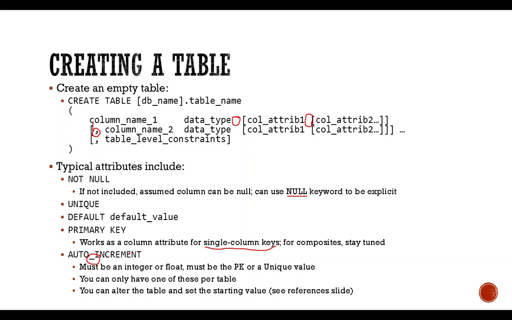Now, there's some rules for that. It can be an integer or a floating point value. It has to be a PK, a primary key, or marked as unique, and you can only have one per table. So you can't have multiple auto increments per table. You can, in the reference slides, see how to start this with another number. For instance, if you're generating customer numbers, you might not want them to start with 1. You might want them to start with 1,000 or something like that, to be a little higher. So there are some of the common attributes that we can use when creating a table.